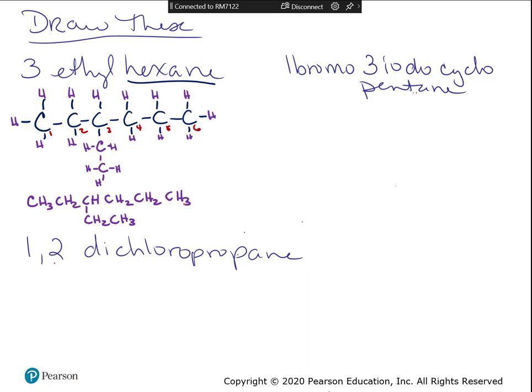Because it doesn't split it out so much. It doesn't show all those bonds. It just shows the longest carbon chain and then the group that's hanging off. The last one, though, is that some people like to do a skeletal structure.